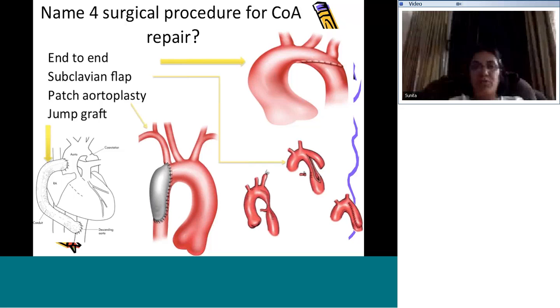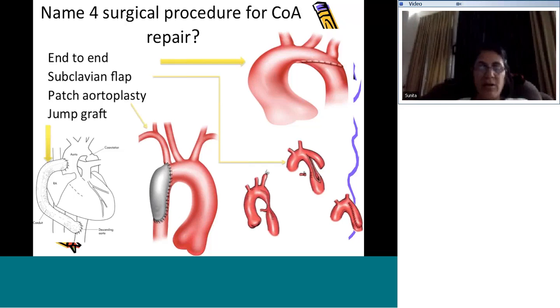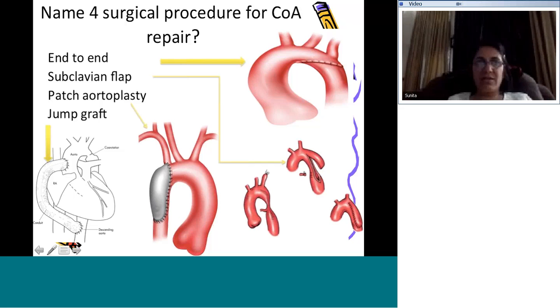And what is the downside of patch aortoplasty? What is the complication with patch aortoplasties? Anyone? And which is why it's not done, is you can get aneurysms, because remember the aorta is a high pressure zone, right? So you put a patch there, it's not as strong as your intima, media, adventitia of a normal aortic wall. So over time, these can develop aneurysms, and that's why patch aortoplasty is really a last resort. And then this one on the left is a jump graft, which is also pretty much a last resort. So your end-to-end or extended end-to-end.